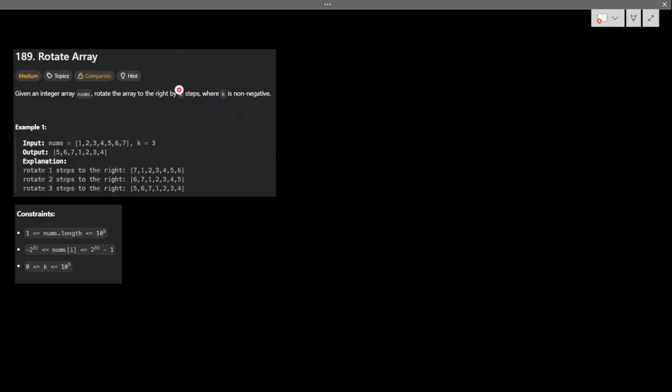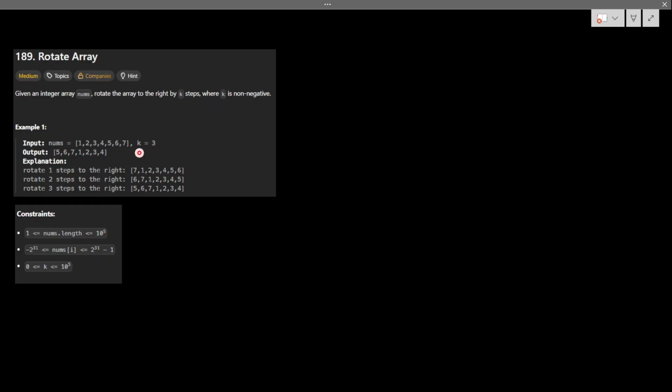Though it is mentioned as right rotate, and I will solve it as right rotate, I will also teach you how to do the left rotate, and we will find a nice connection between left rotate and right rotate. So for that, let's take an example here.